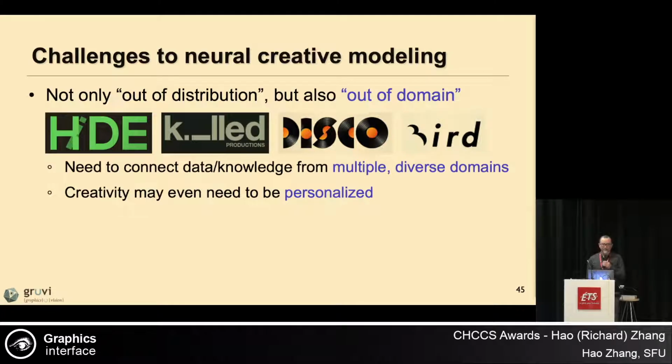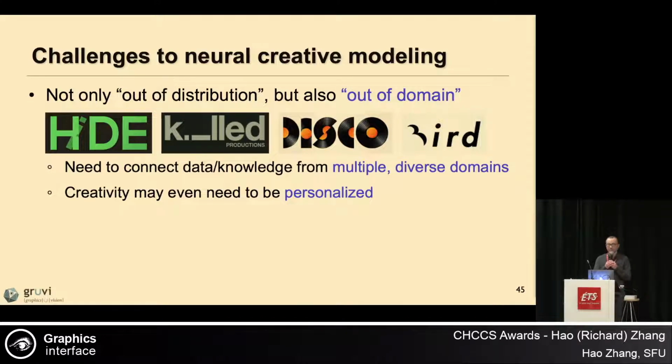So I think there's actually a lot to do. It's a very difficult problem. So it's actually challenging to just create examples using a generative model that are out of distribution. But for creative modeling, I think that's not even enough. You actually need to consider things which are out of domain.